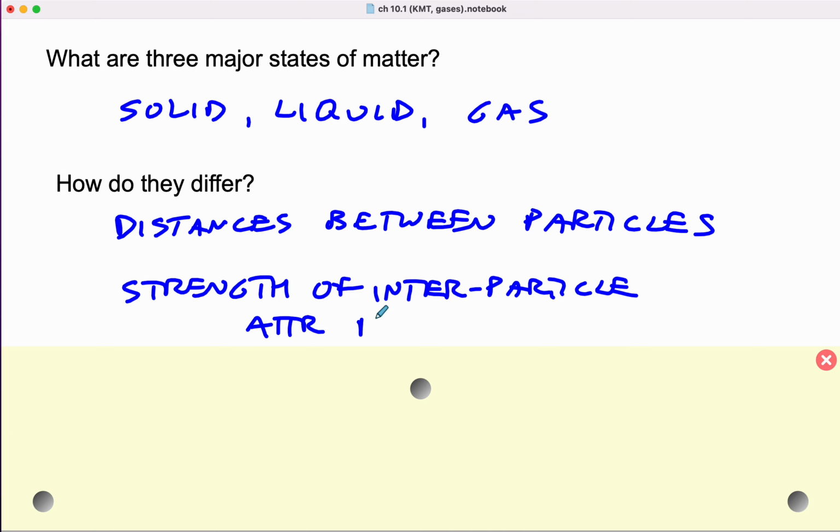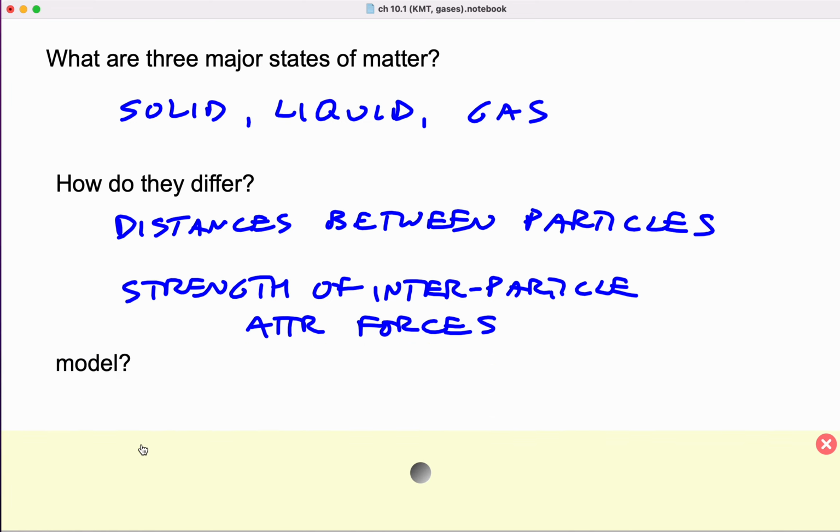attractive forces. Now, back in our unit on chemical bonding, we talked about intermolecular attractive forces, and you may recall things like hydrogen bonding, dipole-dipole forces, London dispersion forces. We're going to go much more general now, because now we're talking about the strength of whatever forces there are between particles, whether they're molecules, atoms, or ions, that hold them together.